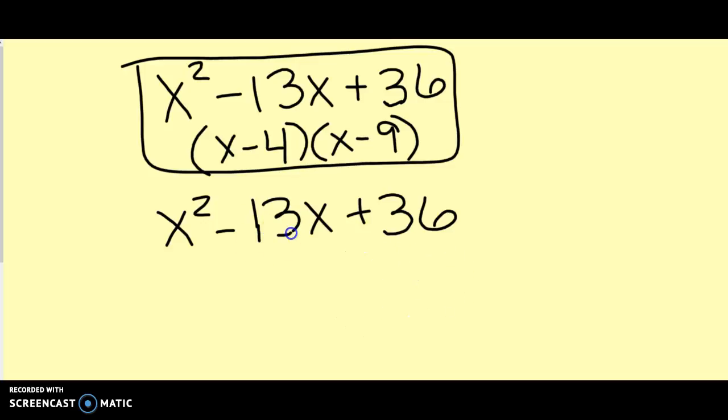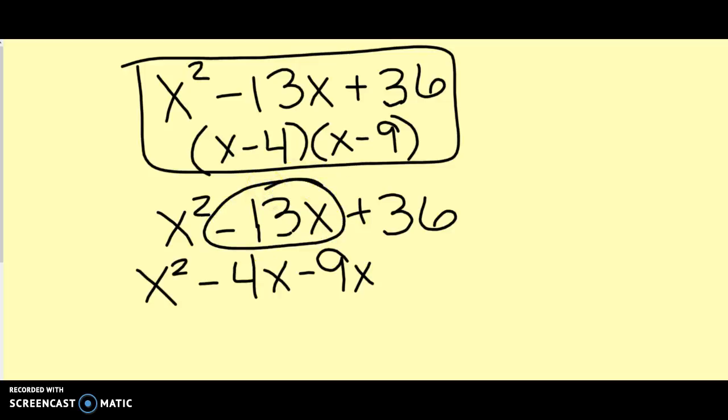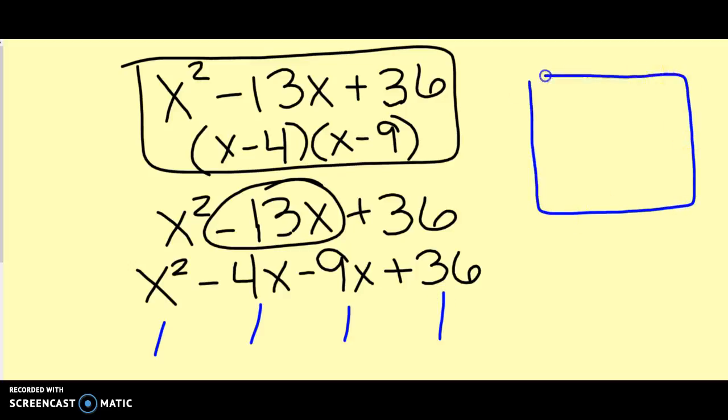I got to fix my 13. But instead of writing them as factors, you write your x squared the same. You write minus 4x minus 9x, because that actually makes negative 13. You add them up, and then you bring down your 36. So now you've got 4 terms to put in a box. So let's make a box. Looks like a Punnett square.